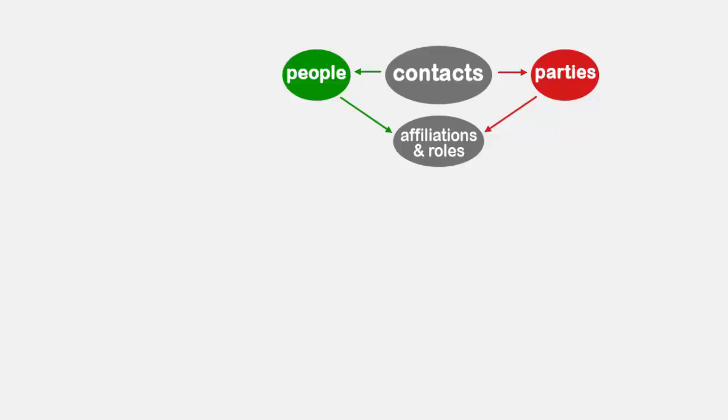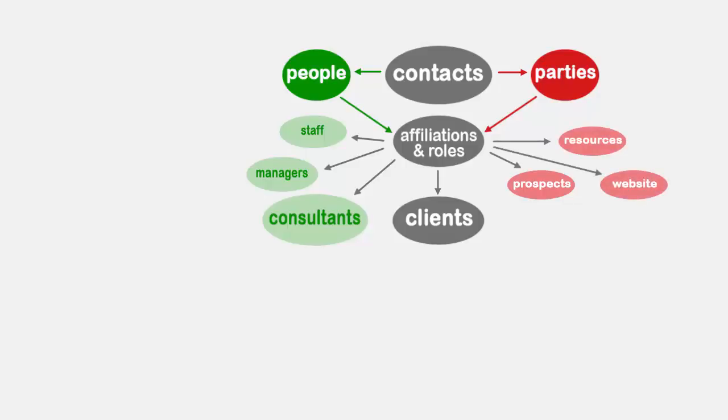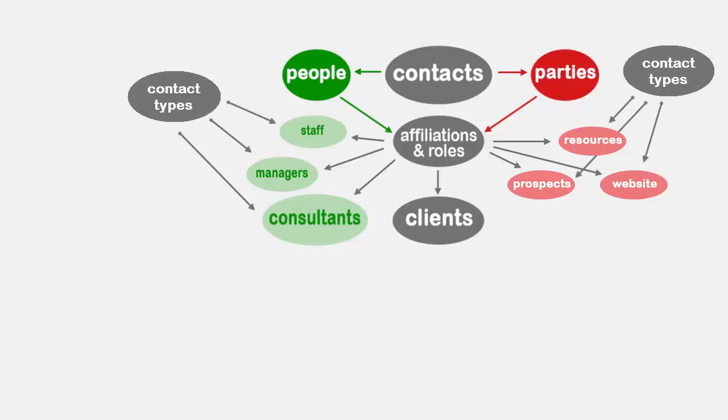People and parties linked together through affiliations and roles become your clients as well as your consultants. But remember, your contact manager can also identify your managers, your staff, your prospects, your resources, even your website visitors who fill out your forms online. So really, everyone who you communicate with can be added as a contact and then grouped accordingly under your contact types.